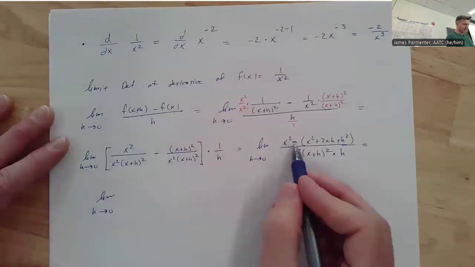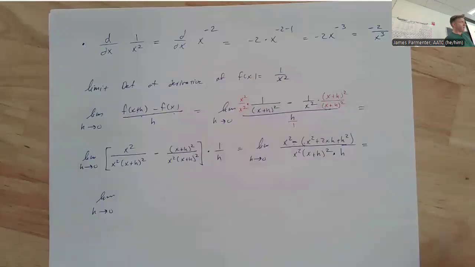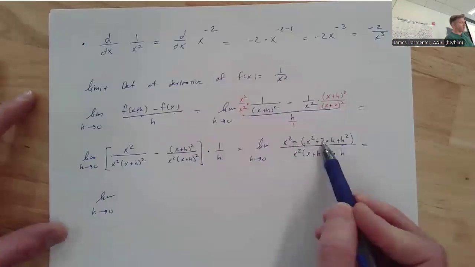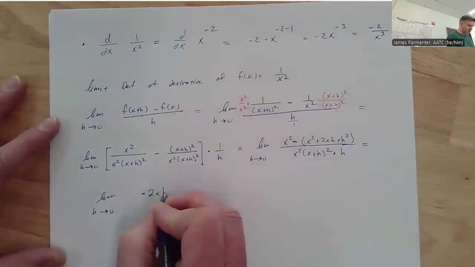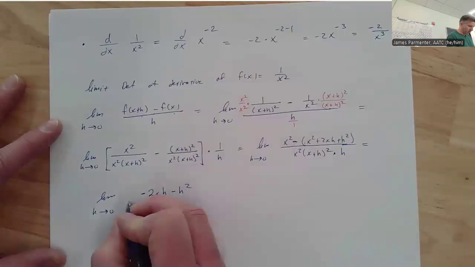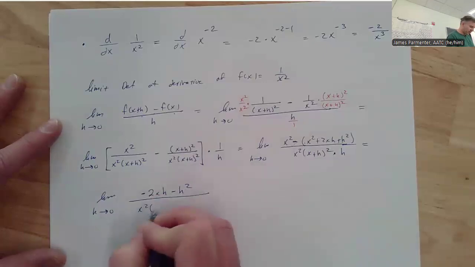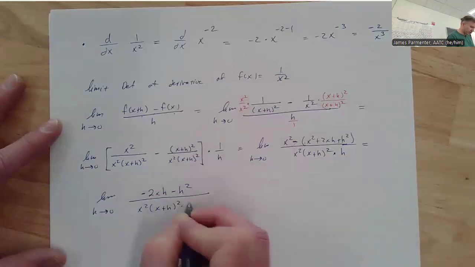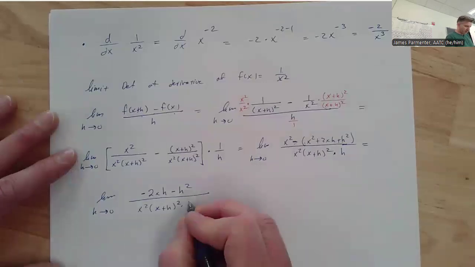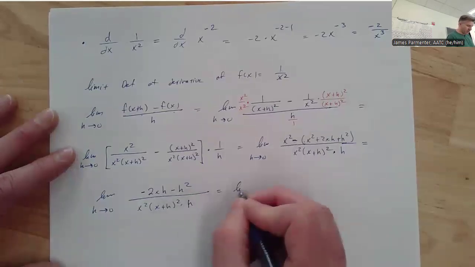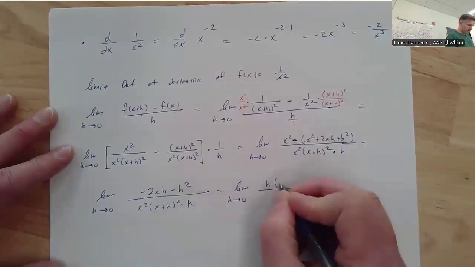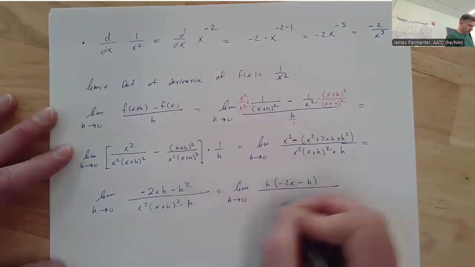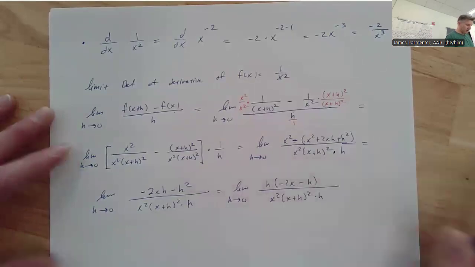The x squared minus x squared goes away, but don't forget to distribute this minus sign to the other terms in the numerator. So we're going to be left with minus 2xh minus h squared over x squared times x plus h squared times h. Factor out an h from the top. You're left with the limit as h goes to 0 of h times negative 2x minus h all over x squared times x plus h squared times h.